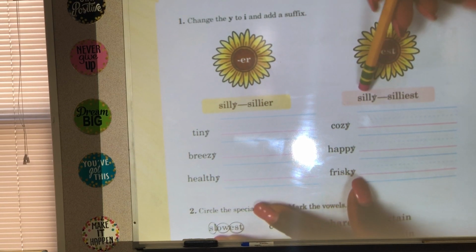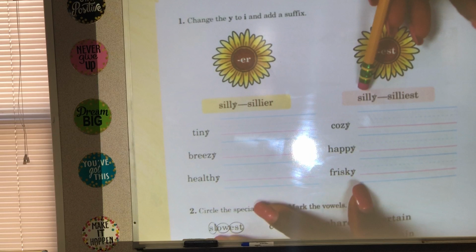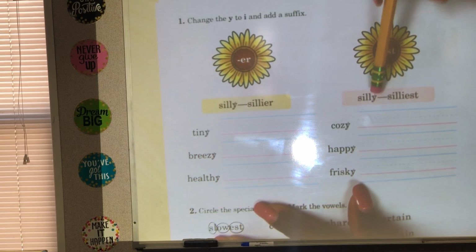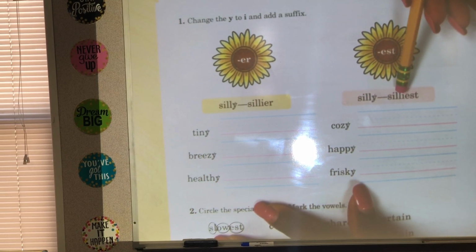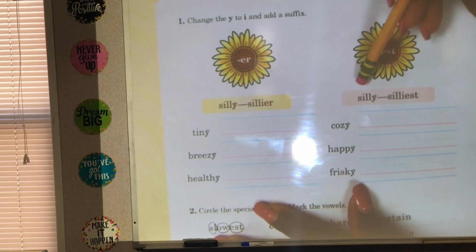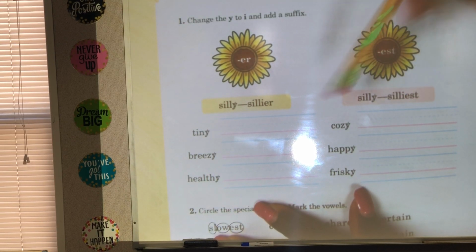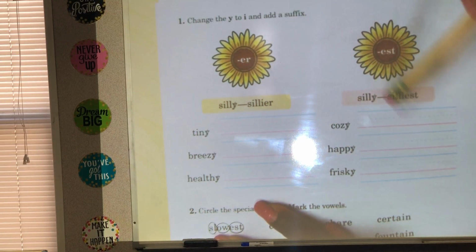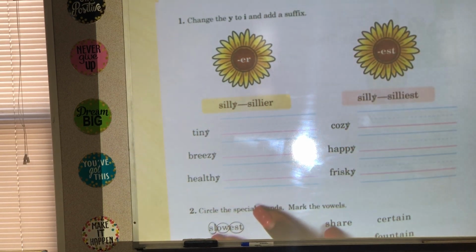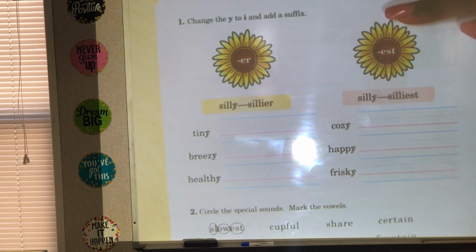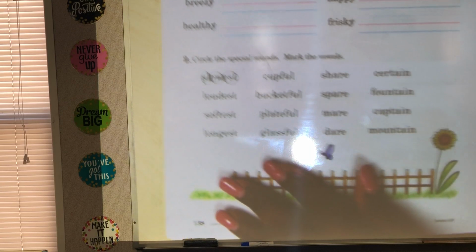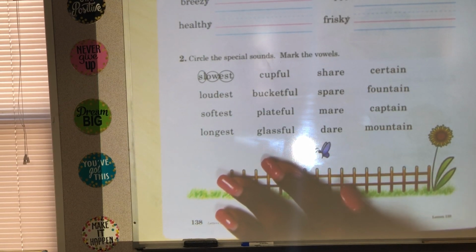Over here, you have the word silly. You change the Y to I and add EST, silliest. You will do the same for all of them. Make sure you remember to change that Y into an I before adding that suffix.